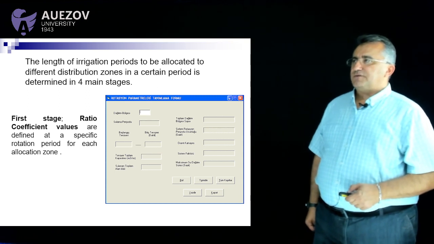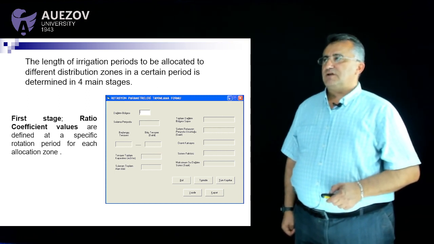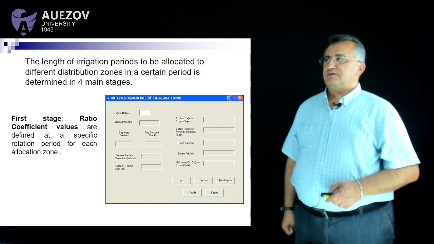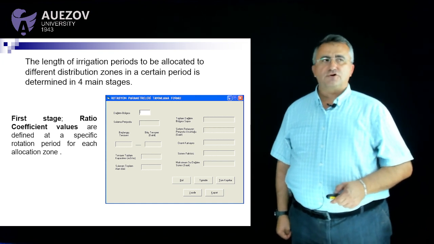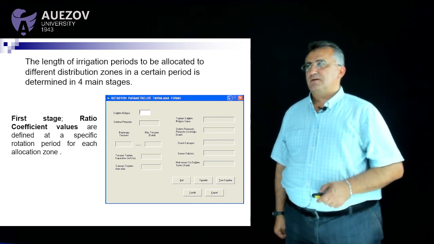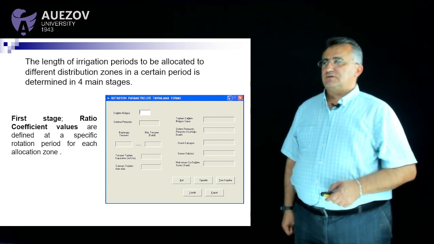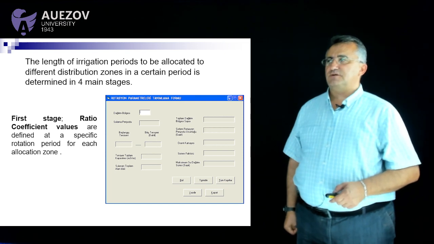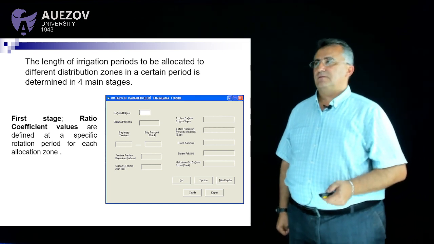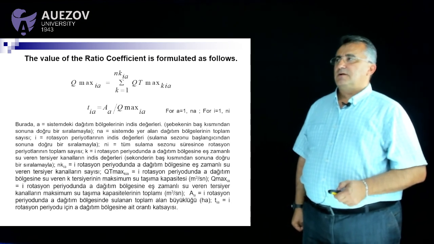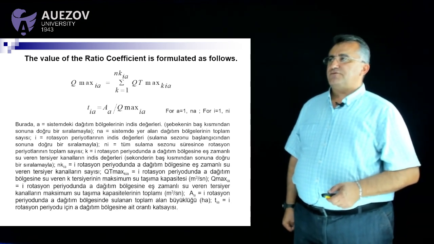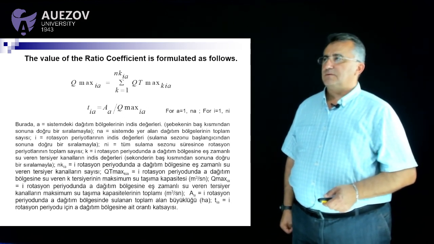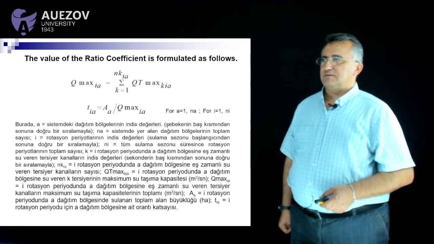The length of irrigation periods to be allocated to different distribution zones in a certain period is determined in four main stages. In the first stage, ratio coefficient values are defined at a specific rotation period for each allocation zone. The value of the ratio coefficient is formulated as follows. Also, the program runs the equation given here.